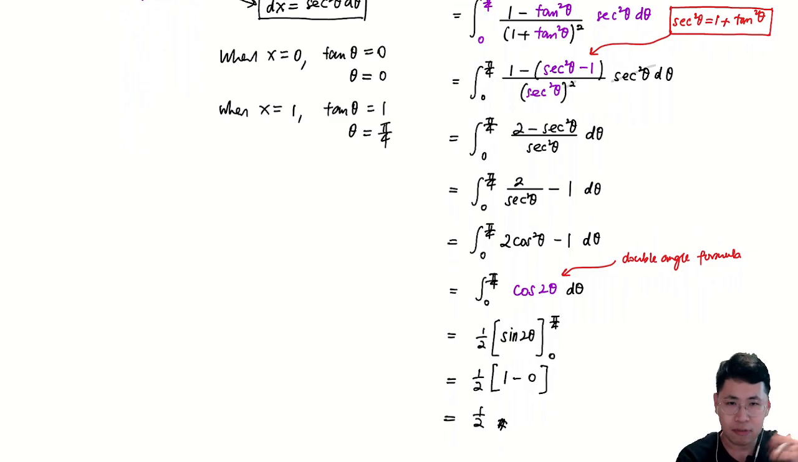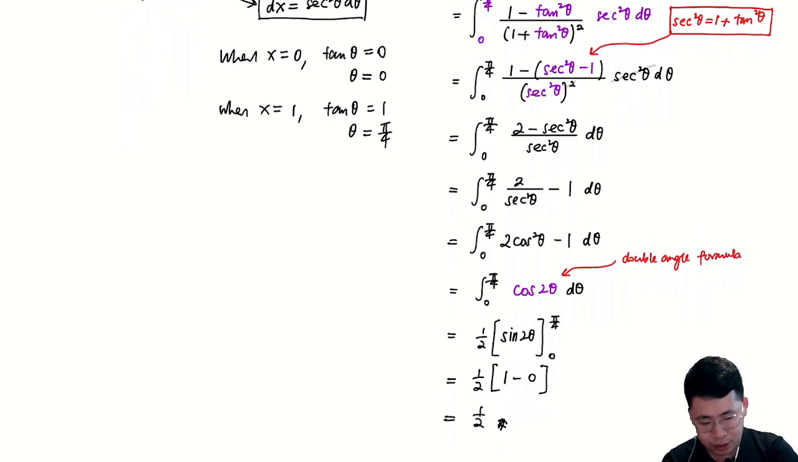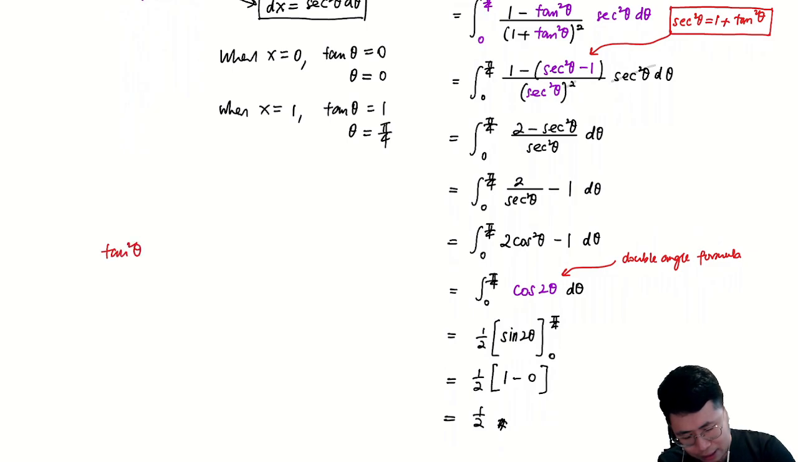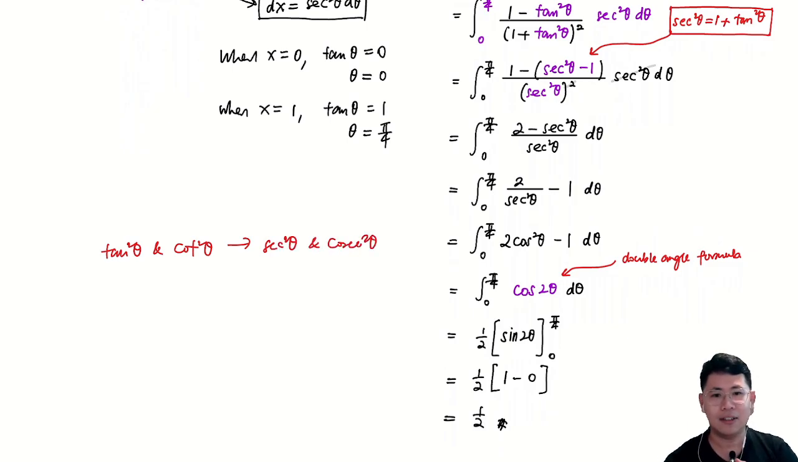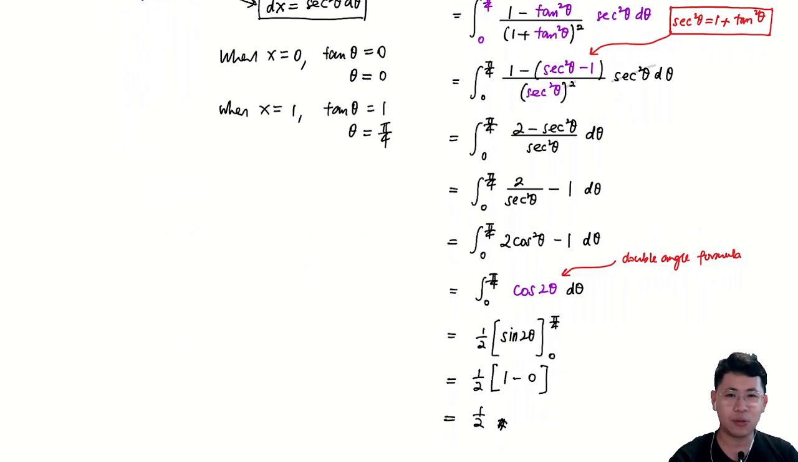So it looks like there's a lot of change over here, but it's really a lot of foresight, because you need to remember that tangent square and cotangent square you cannot integrate directly. You have to change them to secant square and cosecant square theta. So there's something for us to take note as we simplify and try to evaluate trigo integrals. So that's all for question 12.